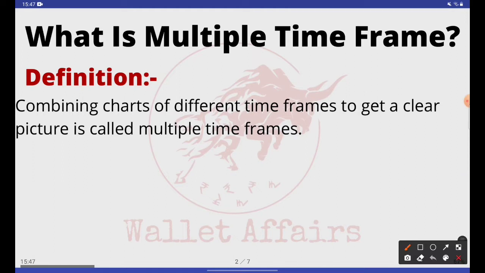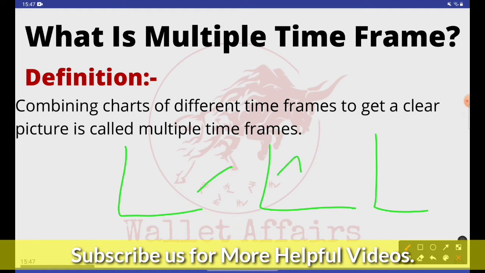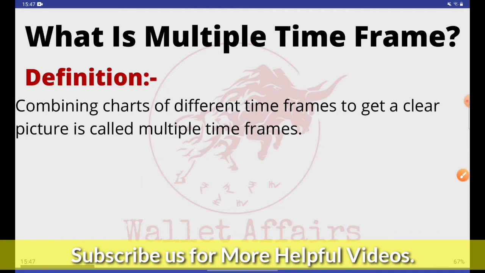See, when we change the time frames, what we get is different charts of different time frames, and each chart gives a different picture. And what we are going to do is to use all those analyses in our favor.